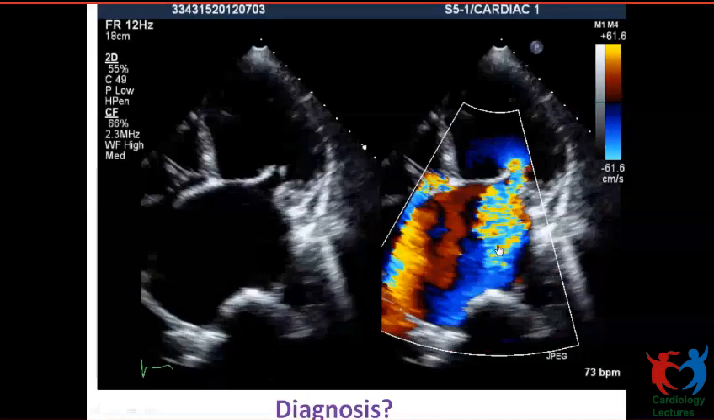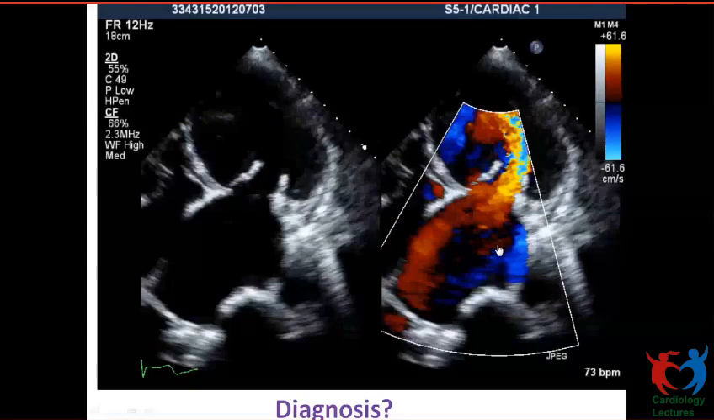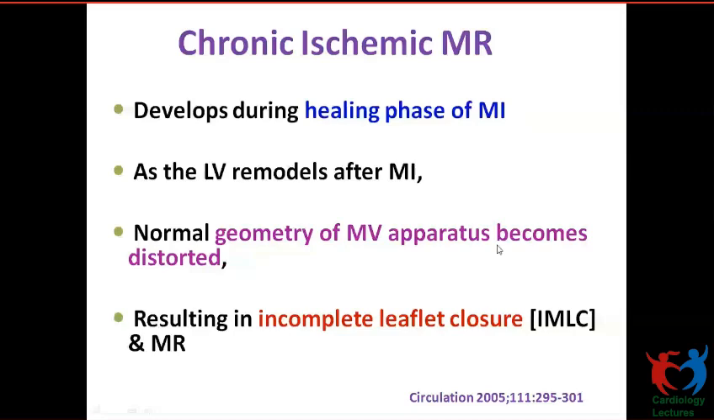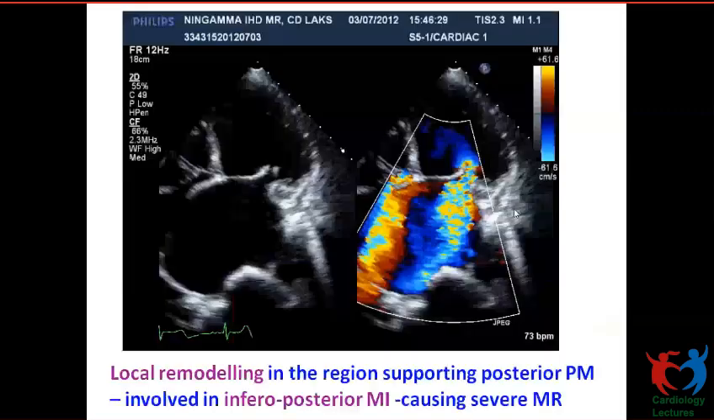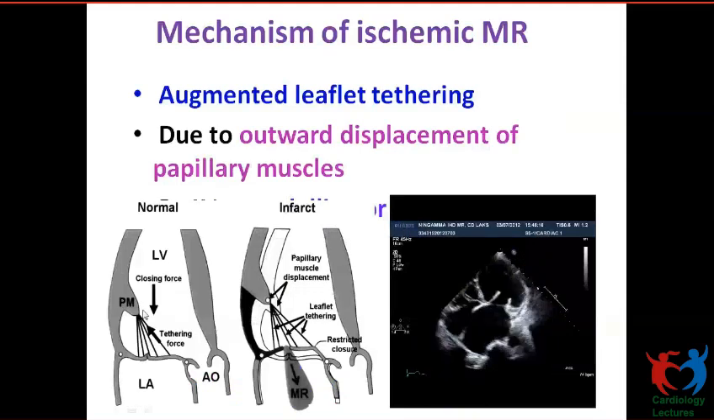This is a chronic ischemic MR. So here it is not because of the papillary dysfunction, it is because of remodeling. This develops during the healing phase of MI. This is due to remodeling of MI. So the normal geometry of the mitral apparatus becomes distorted and there is incomplete leaflet closure. So you must be familiar with this. Usually it involves which papillary? Posterior. Posterior medial. Posterior.